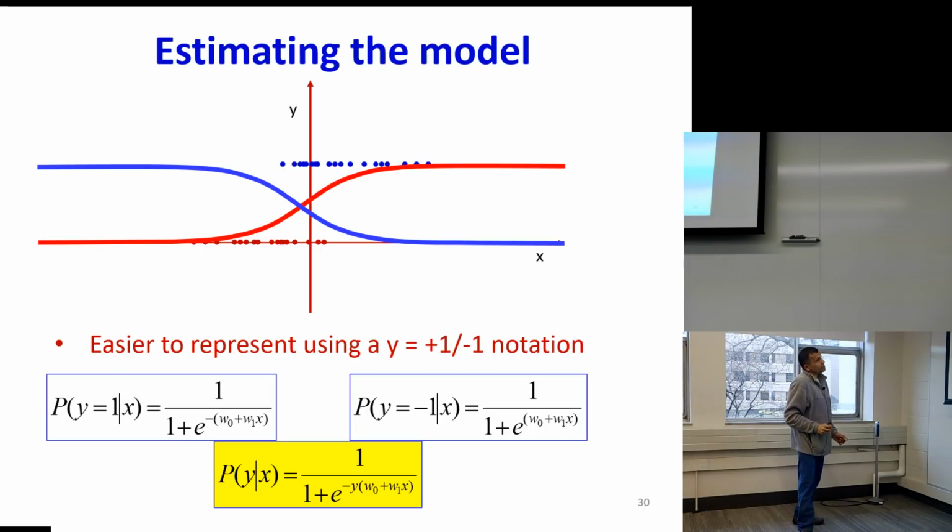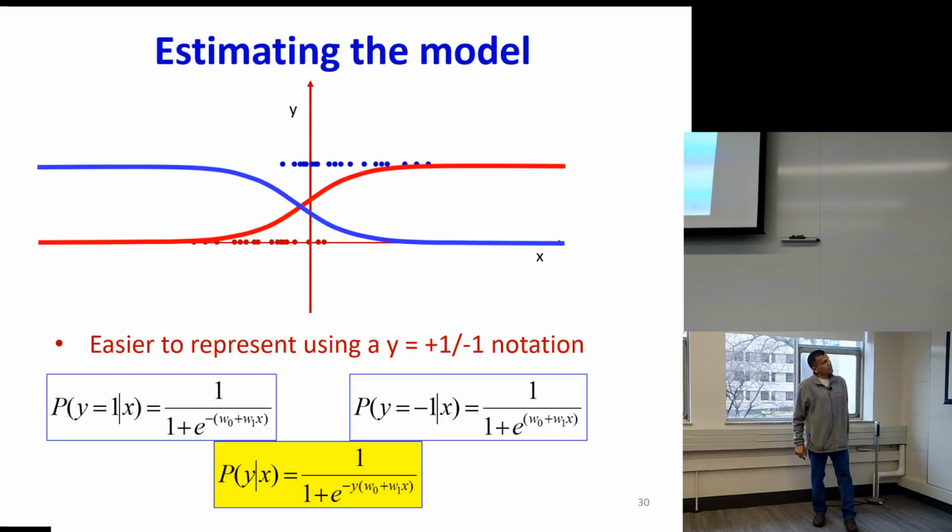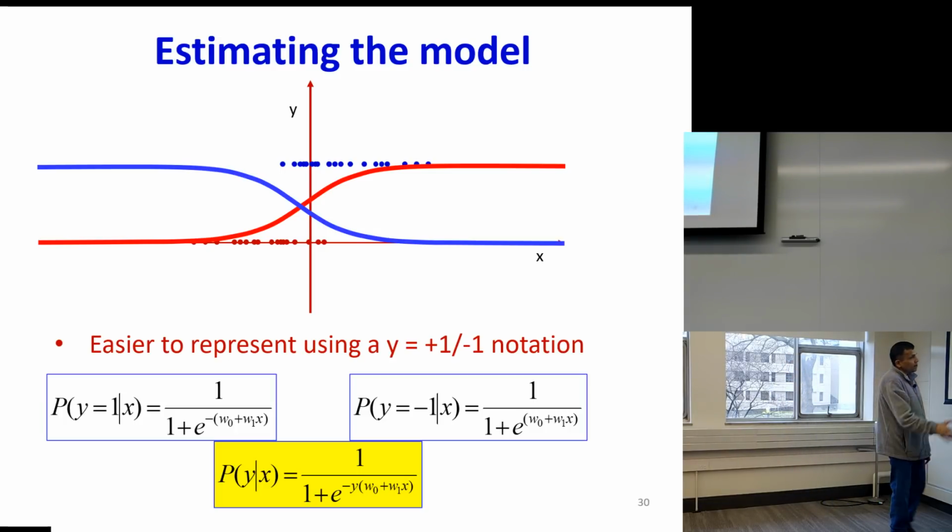Now, to see how this is done, it's more convenient to think of the output in terms of 1 and minus 1 rather than 1 and 0. So if I represent it using a y equals plus 1 or minus 1 notation, then p of y equals 1 given x is going to be given by this term. Observe that now the vertical axis is going from 1 for the blues to minus 1 for the reds. And p of y equals minus 1 given x is simply going to be 1 minus this, which works out to 1 over 1 plus e raised to plus w0 plus w1x.